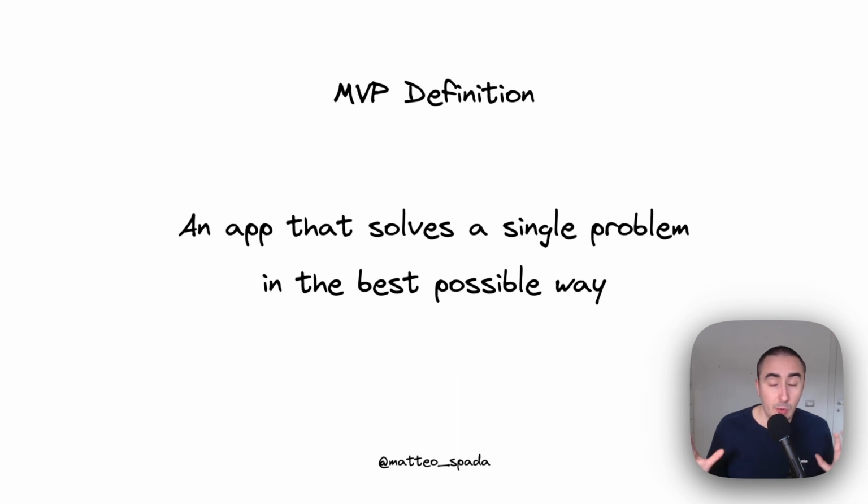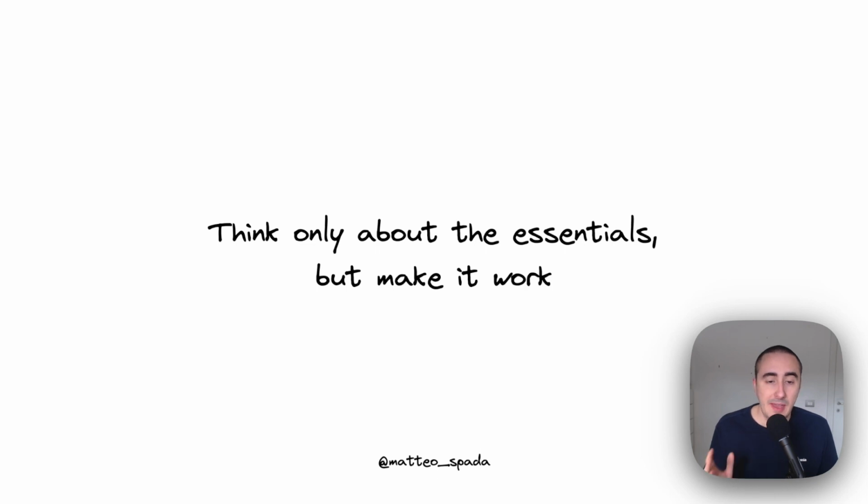There is a lot of confusion around MVP because sometimes we refer to an MVP for a SaaS, software as a service, or a physical product, or like in our case, for an app. And there are little differences between these kinds of products. So in our case, it's an app that solves a single problem in the best possible way. When we think about building an MVP, we need to think only about the essentials. We don't need to add a lot of features in the first version of our application, but we need to make it work.